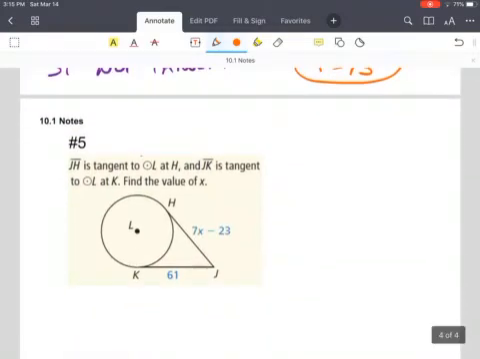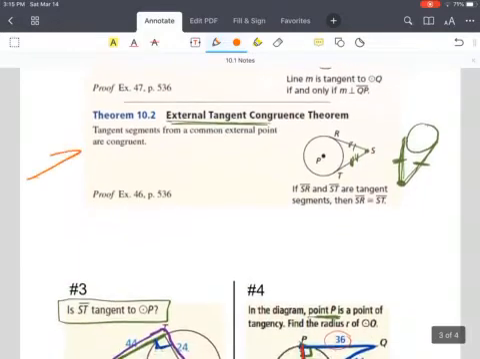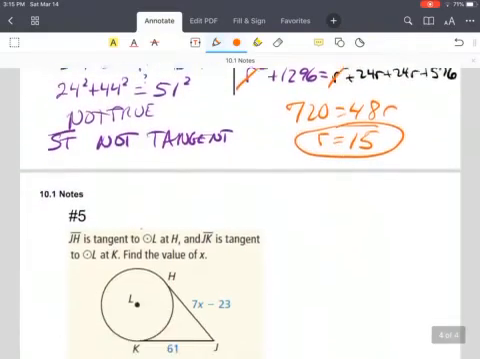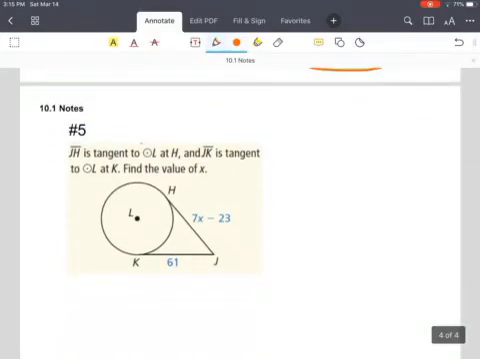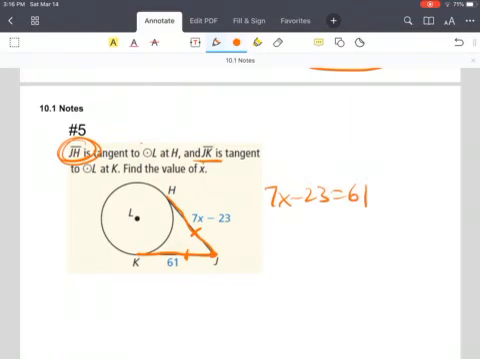Last one, for number 5, we're talking about the common external tangent, which means we're going back to theorem 10.2. So go ahead and pause the video and solve number 5. So because we have external tangent, JK is a tangent and JH is a tangent. So they're both from J. That means that these two segments must be congruent to each other. I can solve for X.